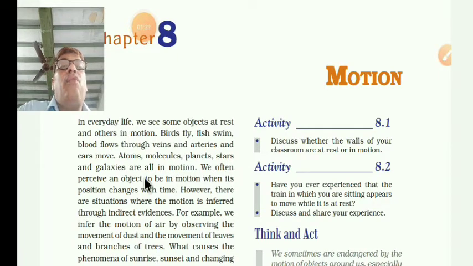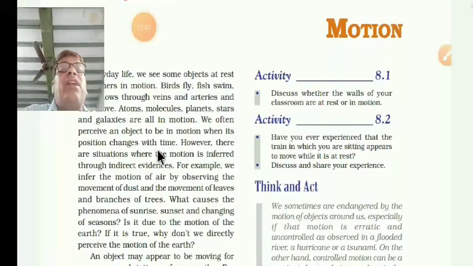We often see an object to be in motion when its position changes with time. However, there are some situations or incidents where motion is inferred through indirect influences. Some of the evidences, the proofs, are indirect ones.